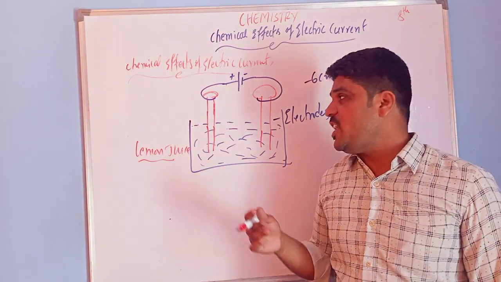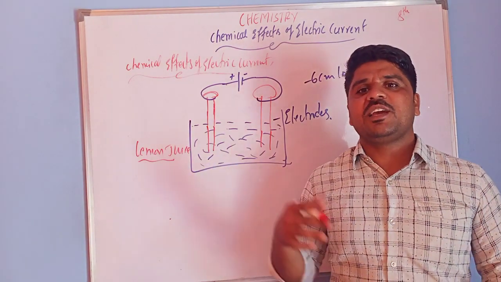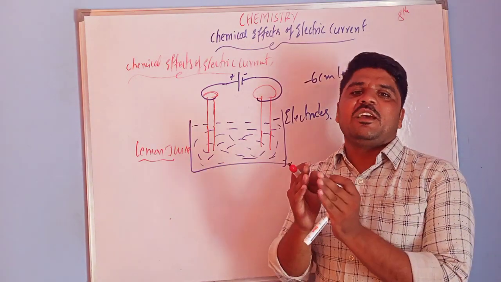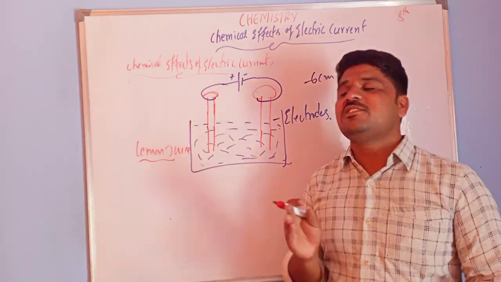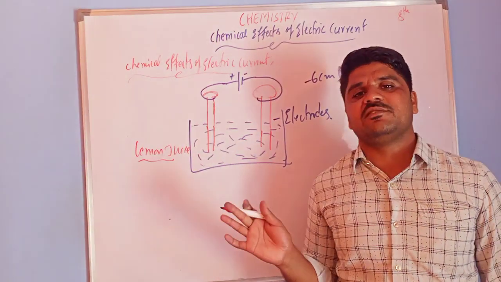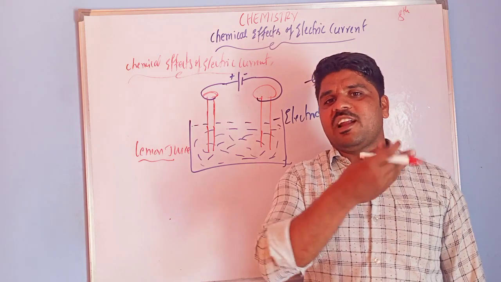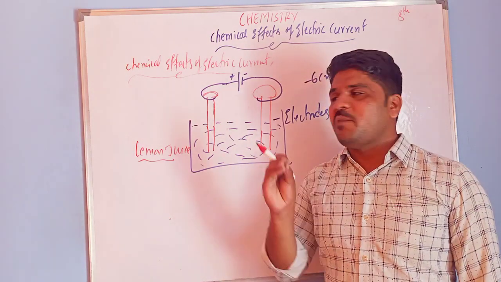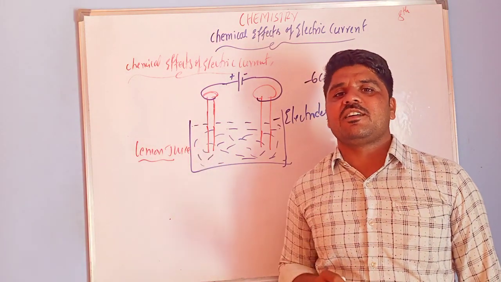Which type of change? Chemical change. Chemical change means chemical reaction. From the 7th class you already know that chemical change is nothing but chemical reactions.